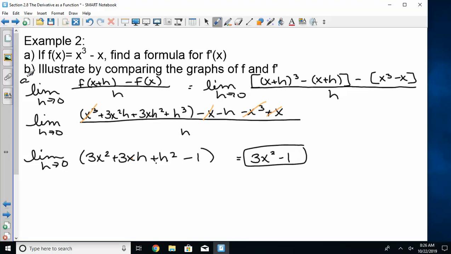That was part A. Part B just asked you to compare the graphs. Let's use our graphing calculator here, even though I know we wouldn't do that on a test. I just want you to see those connections. So I want you to graph the original, the x cubed minus x, and the new one, the 3x squared minus 1.